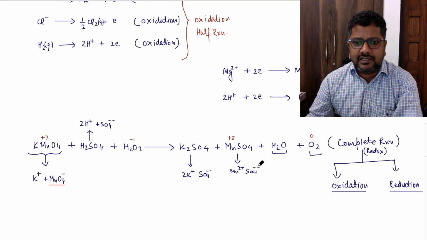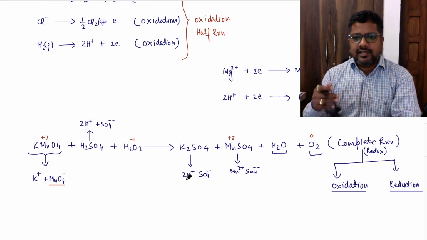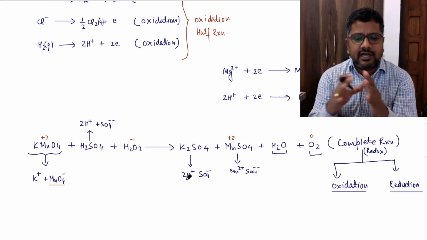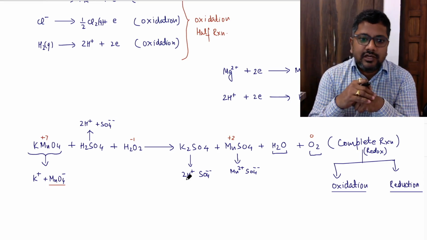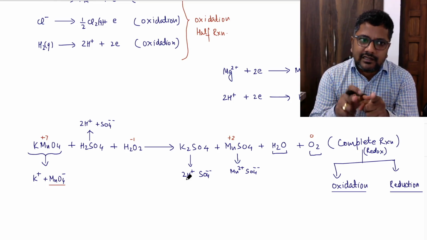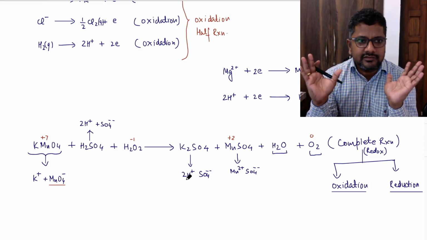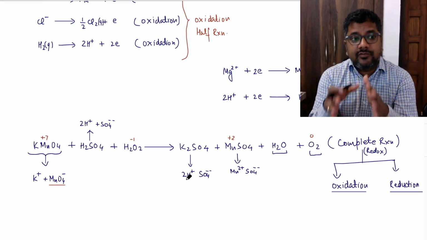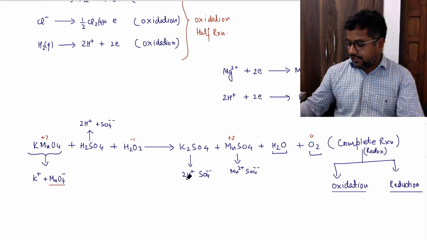Nothing is going to change with respect to these ions. K plus is here, K plus is here, no problem. There is no change with respect to K. That's why I'm telling you that in a complete reaction, not every atom is going to oxidize and reduce. You have to find out which atom is going to be oxidized and reduced. But definitely there will be at least one atom oxidized and at least one atom reduced. More than one atom may oxidize, more than one atom may be reduced. It is possible, but it is not possible for a complete reaction that one atom is oxidized and no atom is reduced. It is not possible, right?